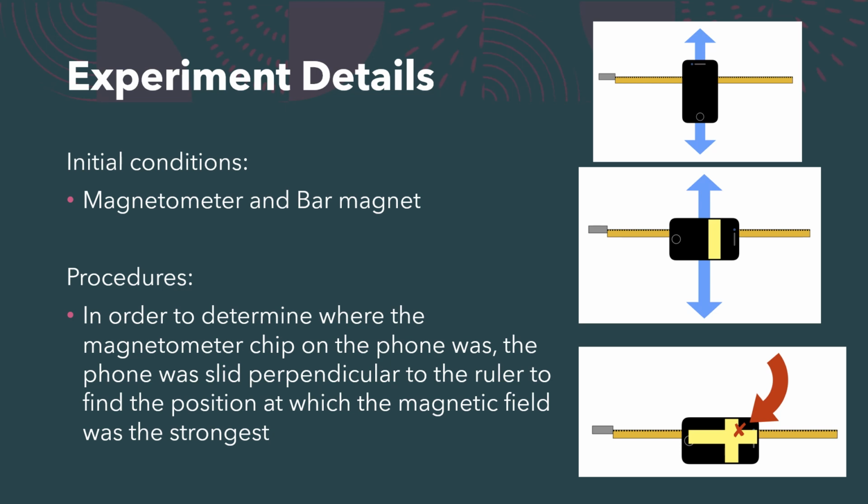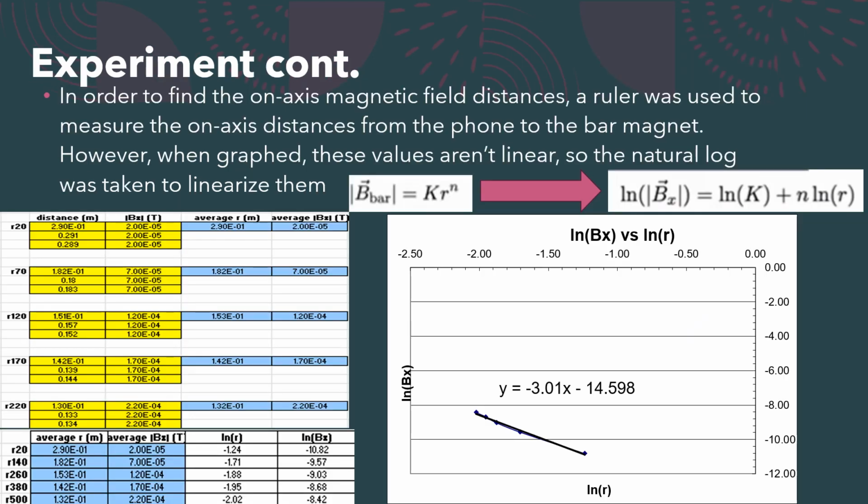Procedures: in order to determine where the magnetometer chip was on the phone, the phone was slid perpendicular to the ruler to find the position at which the magnetic field was the strongest. To find the on-axis magnetic field distances, a ruler was used to measure the on-axis distances from the phone to the bar magnet. However, when graphed, these values are not linear, so the natural log was taken to linearize them.